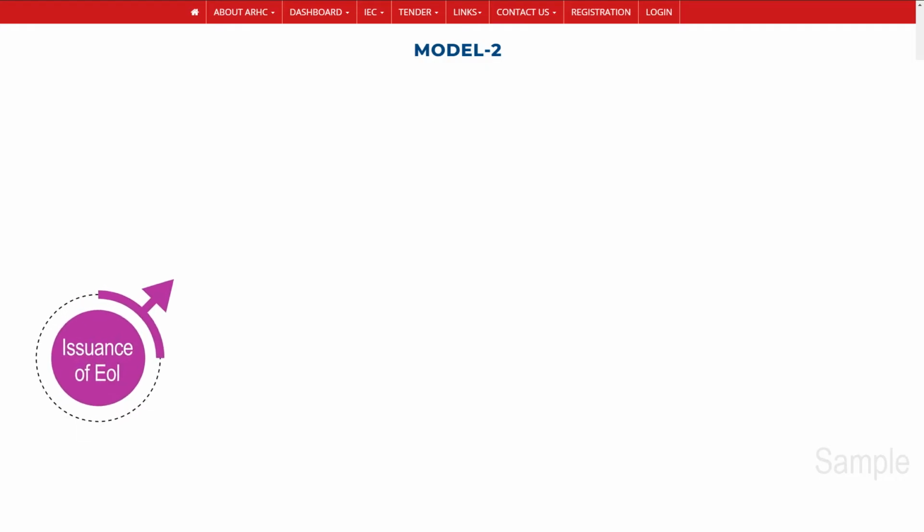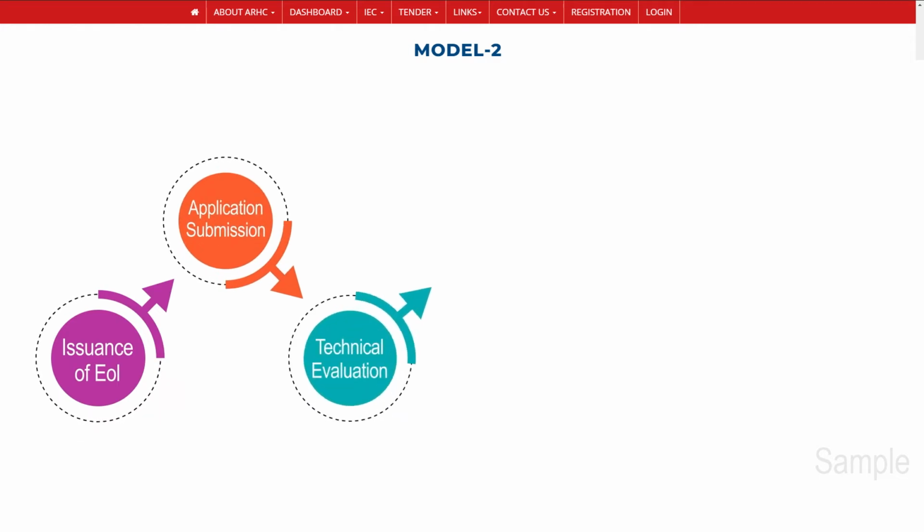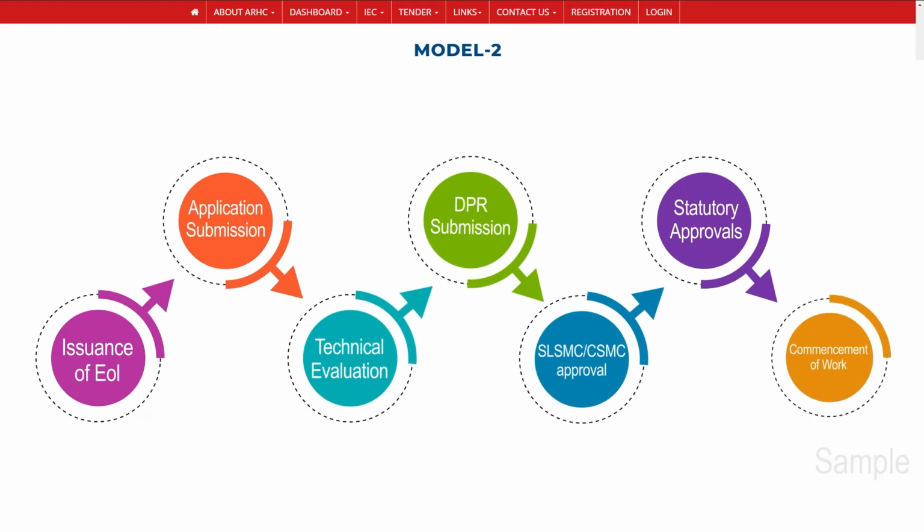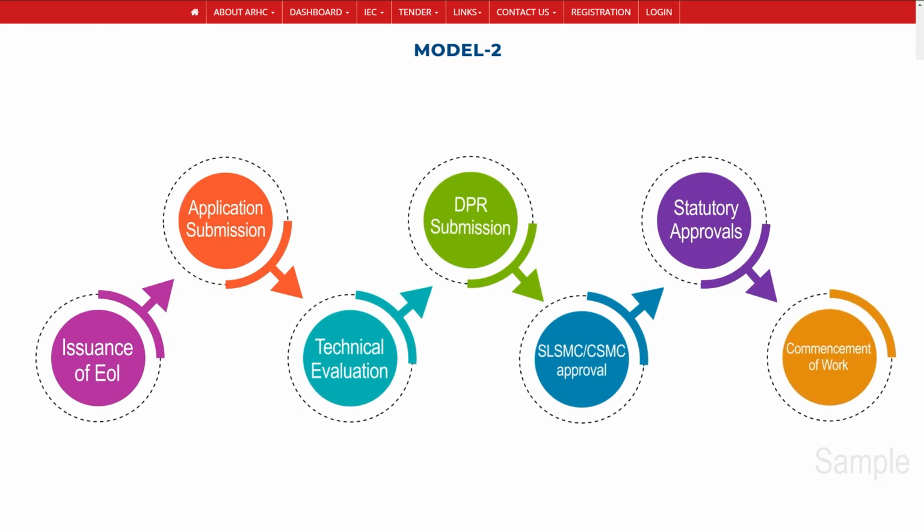For successful implementation of Model 2 of the ARHC scheme, the website displays the step-by-step processes which need to be carried out by public-private entities, followed by the approvals by states, union territories and MoHUA for shortlisting of entities for construction, operation and maintenance of ARHCs on their own available vacant land for 25 years.